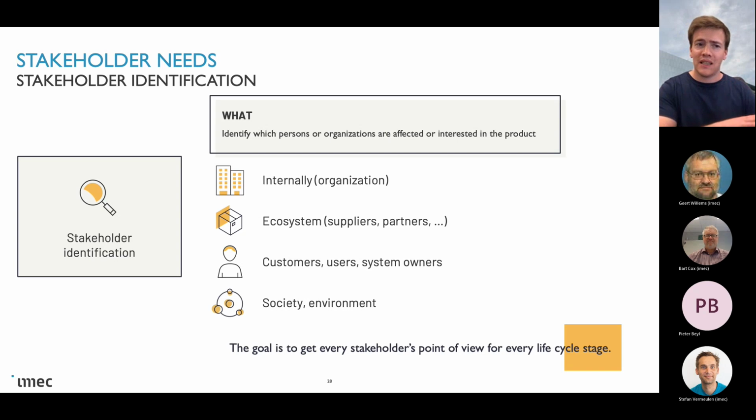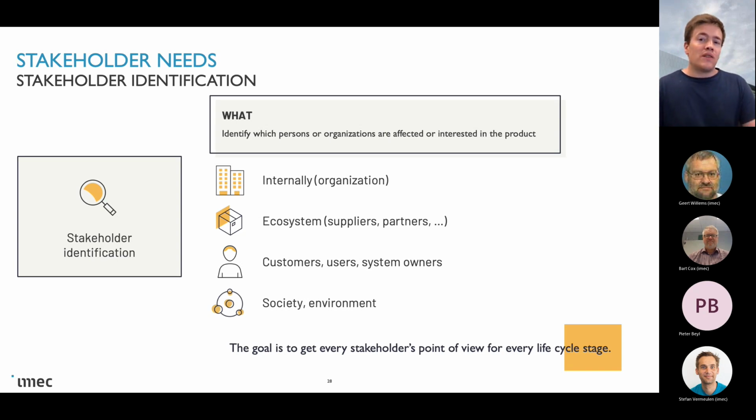So the goal of this identification process is to get in every stakeholder's point of view for each of the life cycle stages. That means, again, we're not only talking about the coffee machine itself. We need to produce that coffee machine. We need to distribute that. We need to support that. And then at the end, it has to be end of life. So how do we get rid of it?